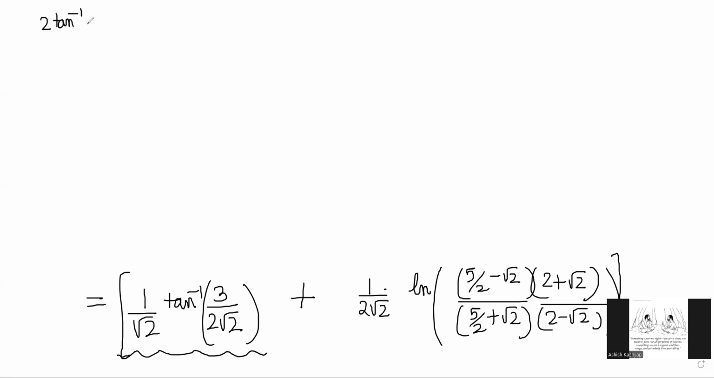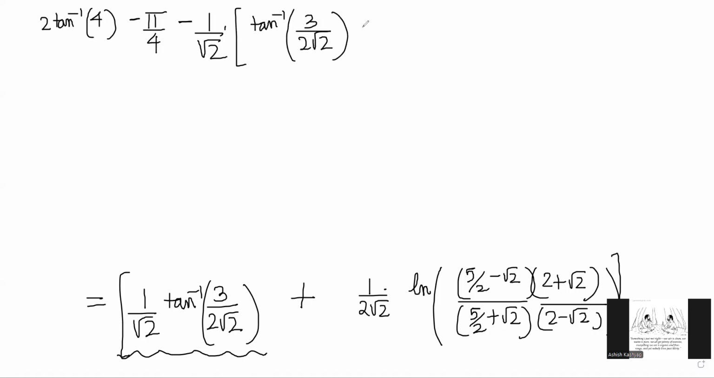2 tan inverse 4 minus pi by 4 minus 1 by root 2 common. And then I have here tan inverse 3 by 2 root 2 plus I have a half and ln. So I can write it as ln of this whole expression to the power half, right? And this whole expression, I just have to simplify and rationalize. I have to rationalize the denominator here, right? So in order to rationalize the denominator, let's do it. 5 by 2 minus root 2, 5 by 2 plus root 2. And let's multiply it by their factors.